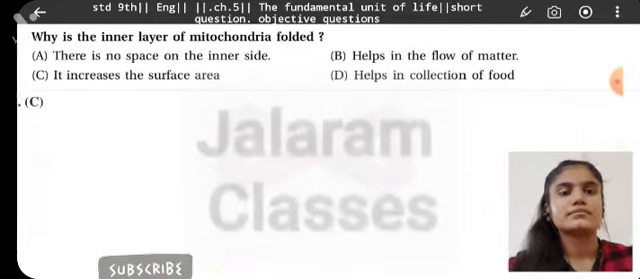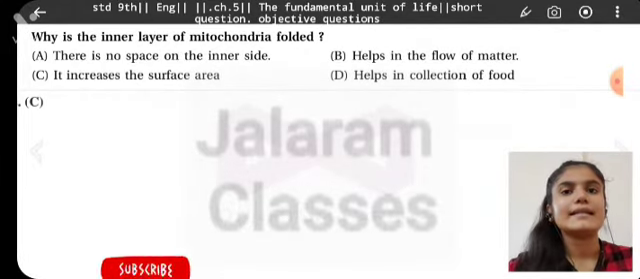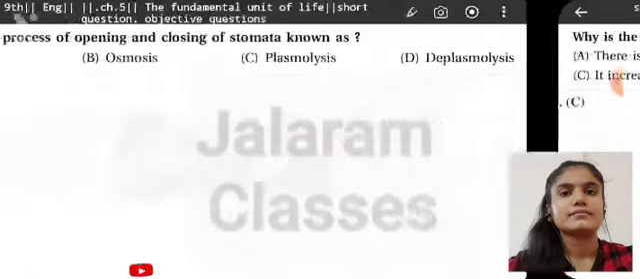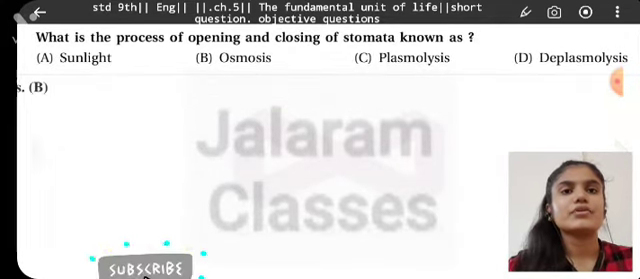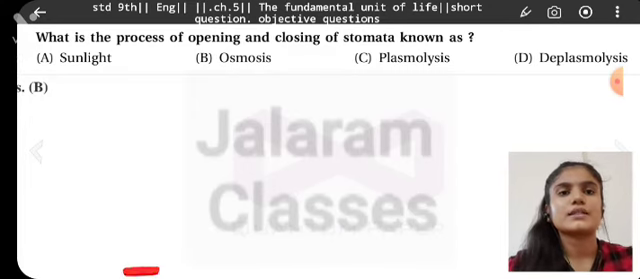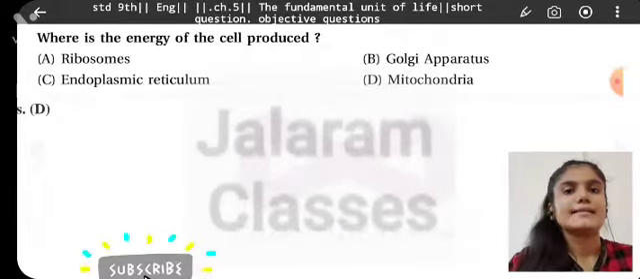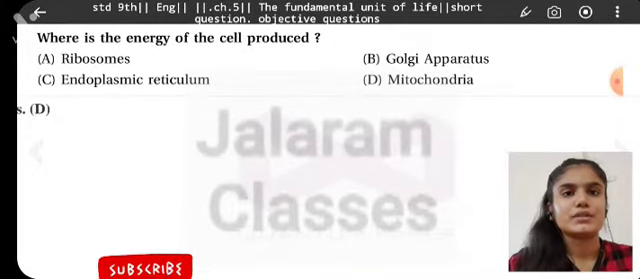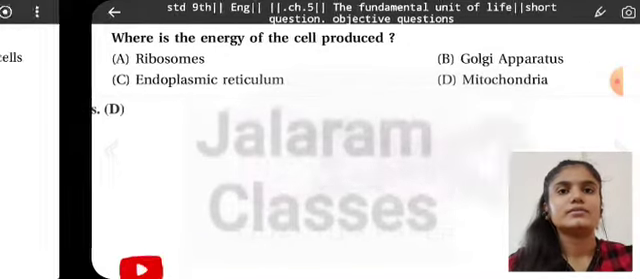Lysosomes. Why is the inner layer of mitochondria folded? It increases the surface area. What is the process of opening and closing of stomata known as? Osmosis. Where is the energy of the cell produced? In mitochondria.